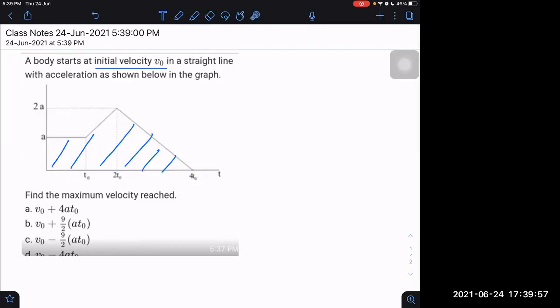This is the area of one rectangle, a trapezium and a triangle. Add all these. The base of the triangle is 2 T0, so I will get half into base into height: half into 2 T0 into 2A. That gives the change in velocity from the triangle.